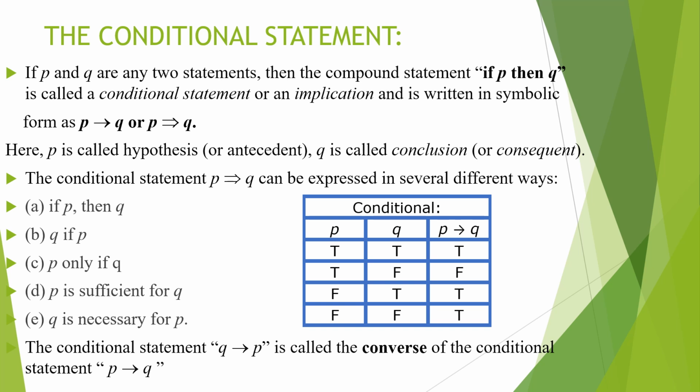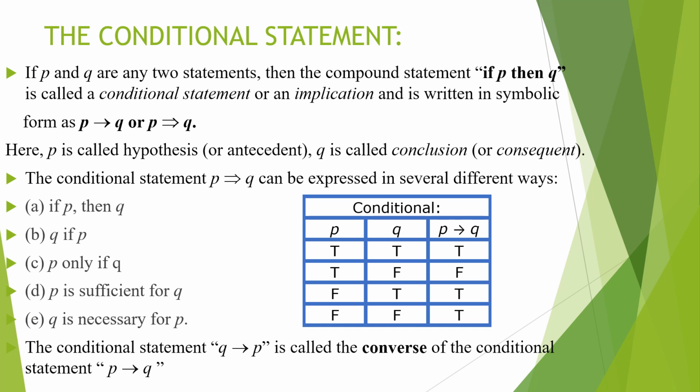The conditional statement if P then Q can be expressed in several different ways. Remember, this is important. If P then Q, this is the first way you understand it. It can also be understood as Q if P. Third way is P only if Q. Fourth way, P is a sufficient condition for Q. And fifth way is Q is necessary for P. We will see examples for this, so it will be clear what if P then Q is.